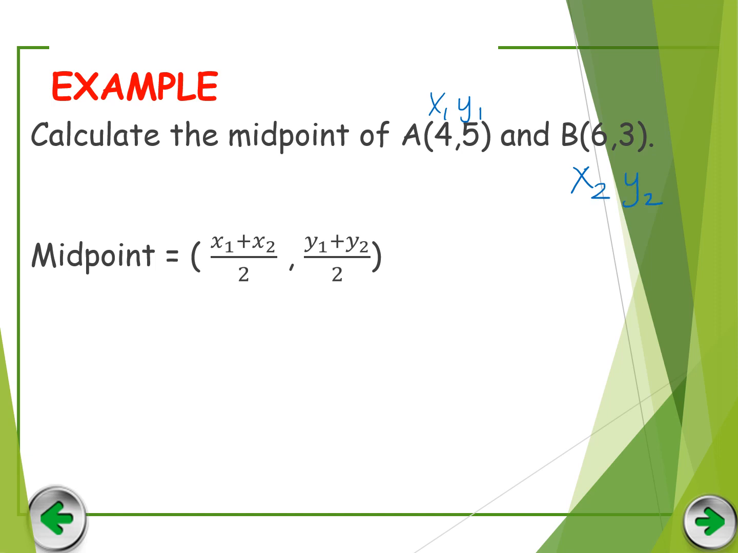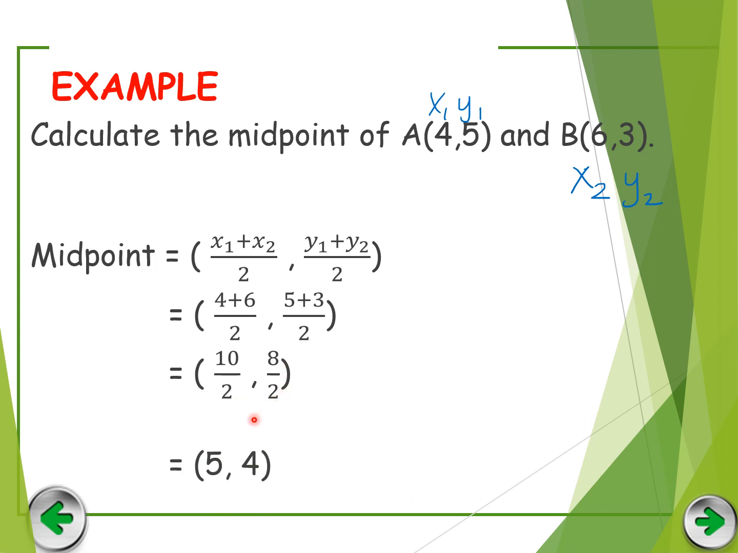Just going to substitute these values into the formula. So x1 is 4, x2 is 6, so that'll be 4 plus 6, y1 is 5, and y2 is 3. So we add 5 plus 3. That's going to give us 10 over 2, 8 over 2, and half of that is 5, 4. So the coordinates of the midpoint are (5, 4).